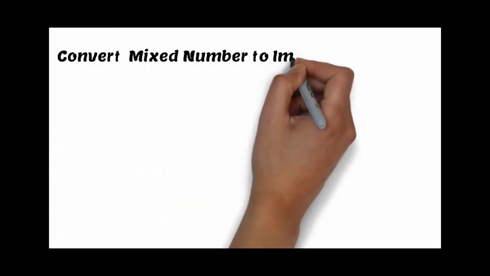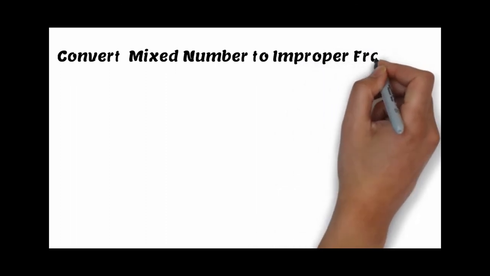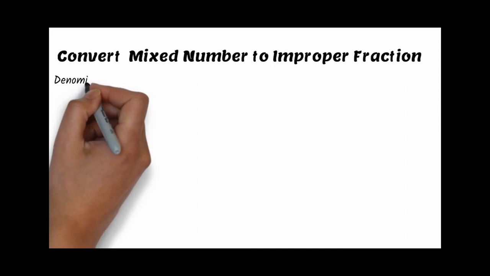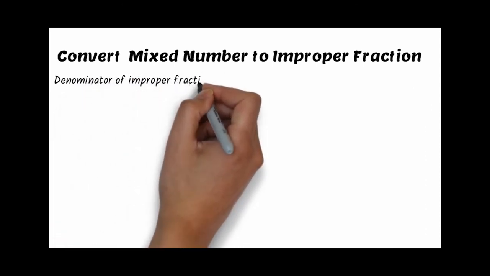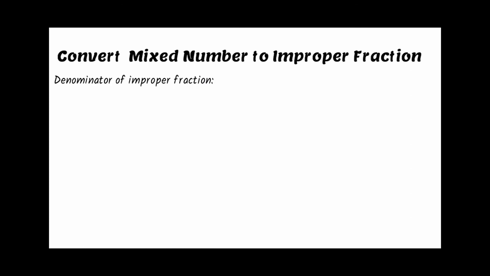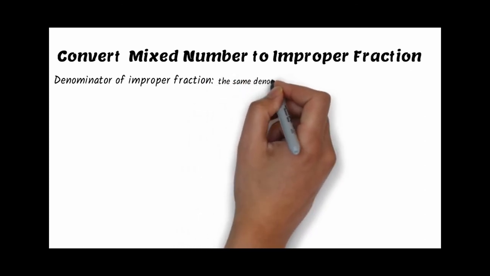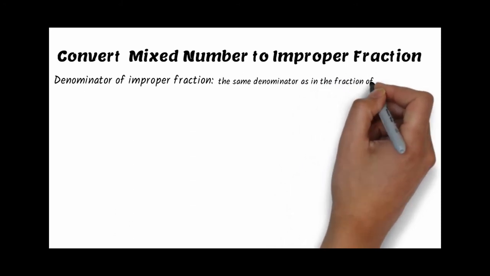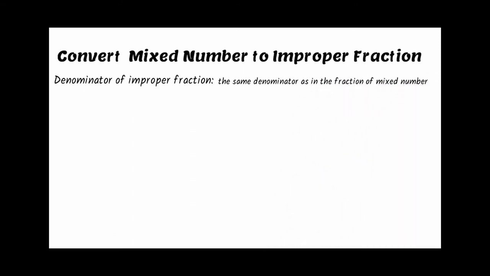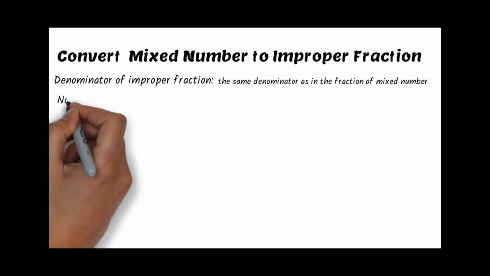Now that we know what is a mixed number, let's next learn how to convert the mixed number into an improper fraction. And we're going to do this conversion separately with the denominator first and then the numerator. Now for the denominator of the improper fraction, it is the same denominator as in the fraction of the mixed number. And that is it.